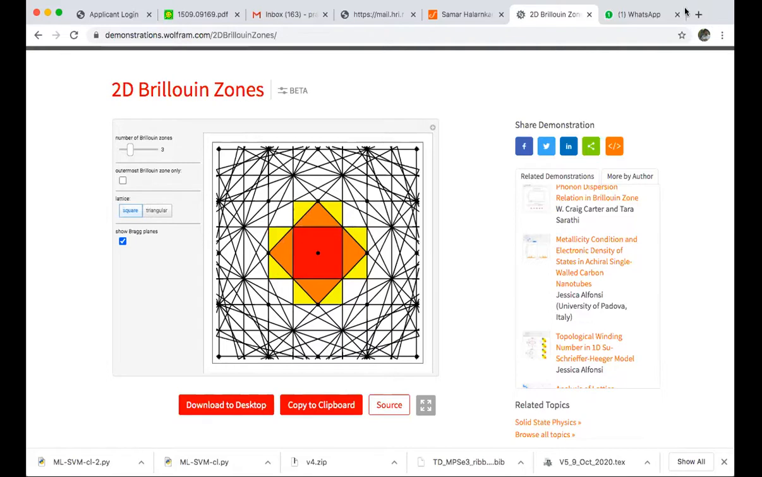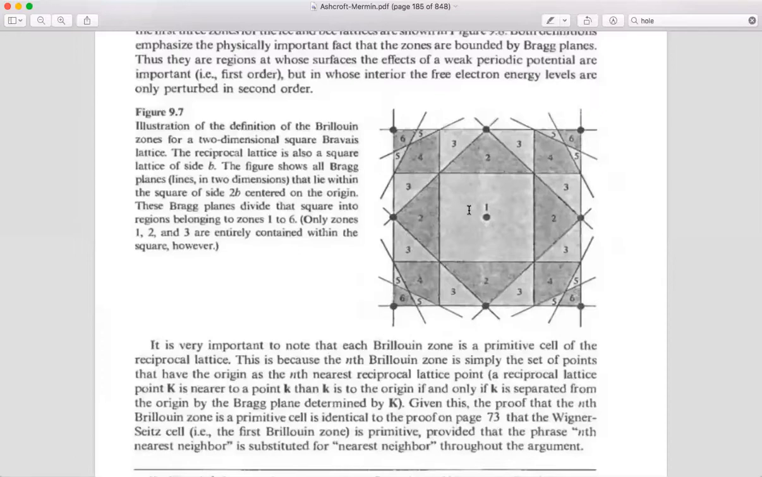Let me see if there is a picture in the book. Yeah, here. Just give me a second, I'll show you. Here: first Brillouin zone, second Brillouin zone, third Brillouin zone, fourth Brillouin zone, fifth, sixth, and so on. And all of these are equal area and map up to the primitive cell.